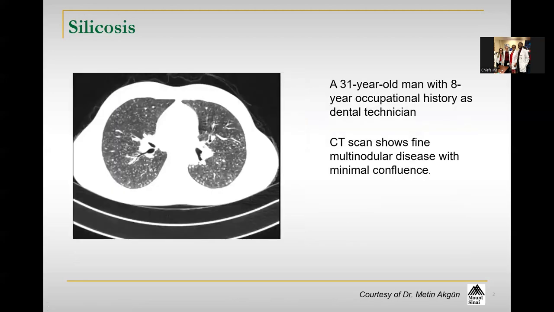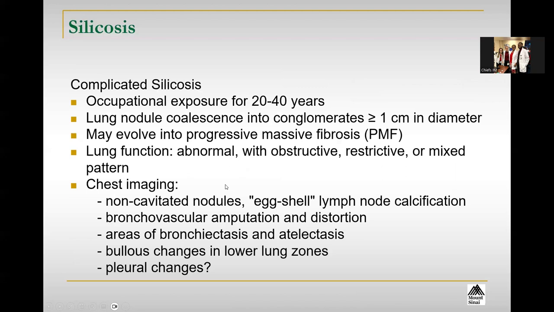So this is another case of simple silicosis. It is a case of a dental technician, somebody who is in the manufacturing of dental products. And there's multinodular disease with essentially minimal or trivial confluence of those nodules. So in complicated silicosis, there has been coalescence of the lung nodules into conglomerates that exceed 1 centimeter in diameter and may evolve, if severe enough, into progressive massive fibrosis. In progressive massive fibrosis, the masses are usually 2, 3, 5 centimeters in diameter. They are really large, and usually bilateral.